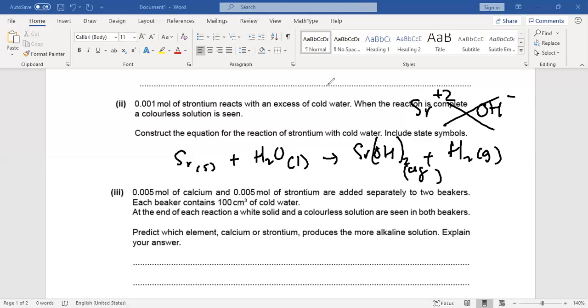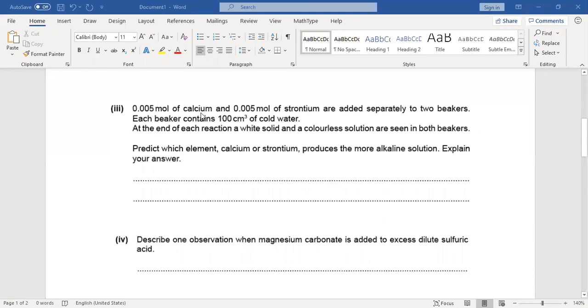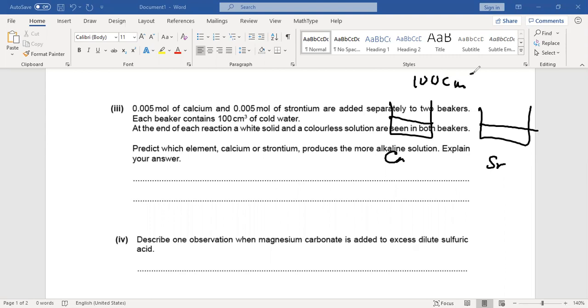All right. So next, I have the same amount in moles of calcium and strontium, and I have two beakers. So this one is calcium, and the other one is strontium. They have the same number of moles, and we have 100 cm³ of cold water in both beakers. At the end of each reaction, a white solid and colorless solution are seen in both beakers. Predict which element, calcium or strontium, produces the more alkaline solution.